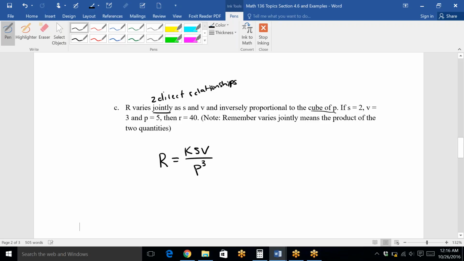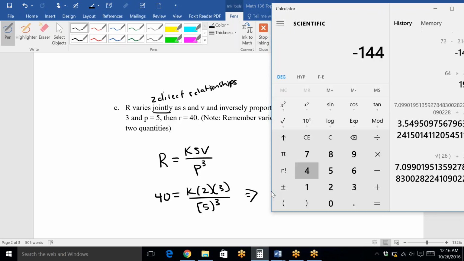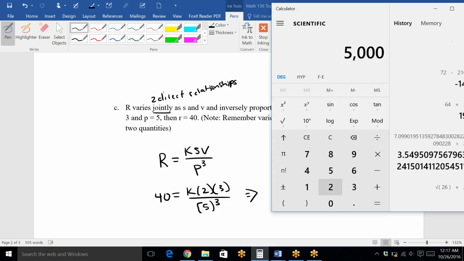We then are given values to plug in. So it looks like we have a 2 for S, a 3 for V, a 5 for P, and a 40 for R. So this would be, if we work it out, 40 equals K times 6 over 5 times 5 times 5 is 125. Multiply both sides by 125. That gives me 5,000.